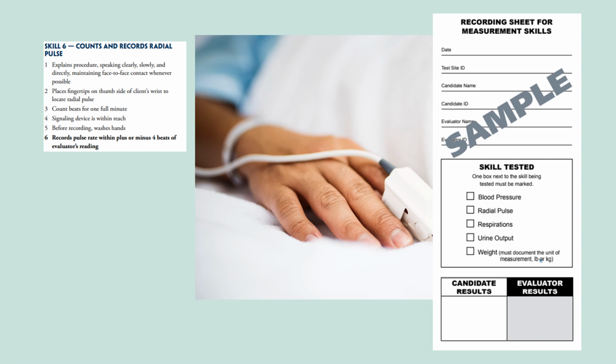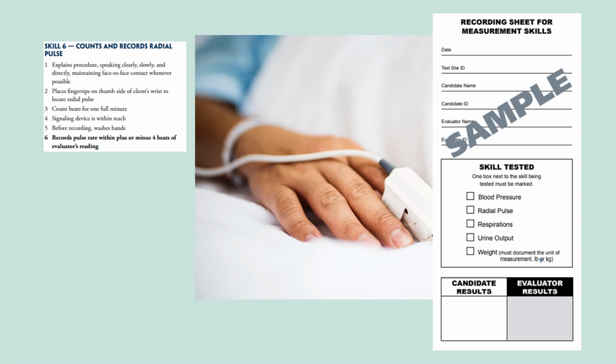Counts and records radial pulse. Here's another skill where the candidate can use their analog watch, a watch with a sweeping second hand. I always point out here that it is very important the candidate know how to use the analog watch and how to determine when 1 minute is up as scored in step 3. The evaluator will ask the candidate to tell them when they are beginning the minute and when they are ending the minute, so that the evaluator can score step 3 correctly and take pulse in the opposite wrist at the same time.